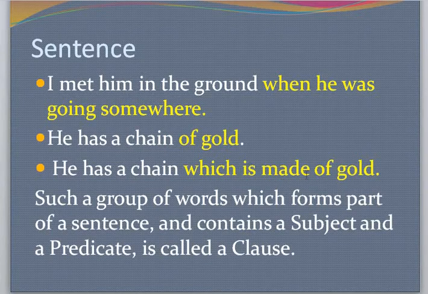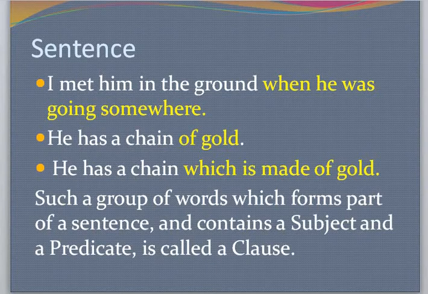Here you can see "which is made up of gold." This is the extra detail. It contains the verb and the subject, right? But it is not giving us the complete thought. That's why we can see that it is a dependent clause, which gives us a complete idea when it is combined with the independent clause. So such a group of words which forms part of a sentence and contains a subject and a predicate is called a clause.